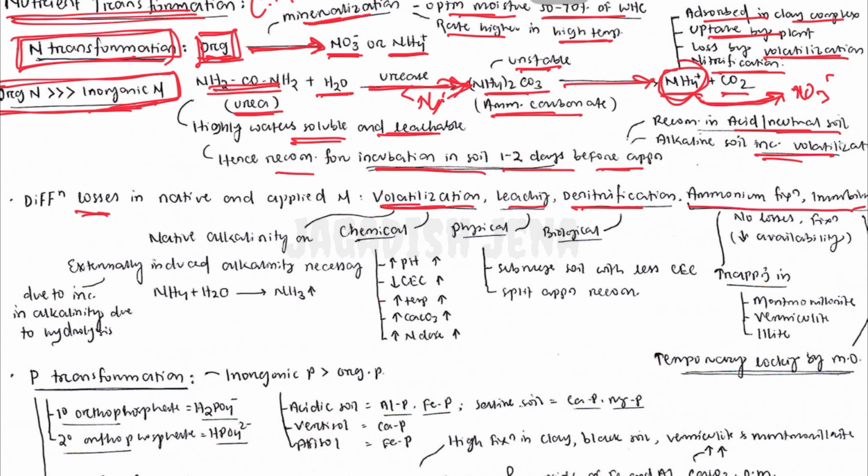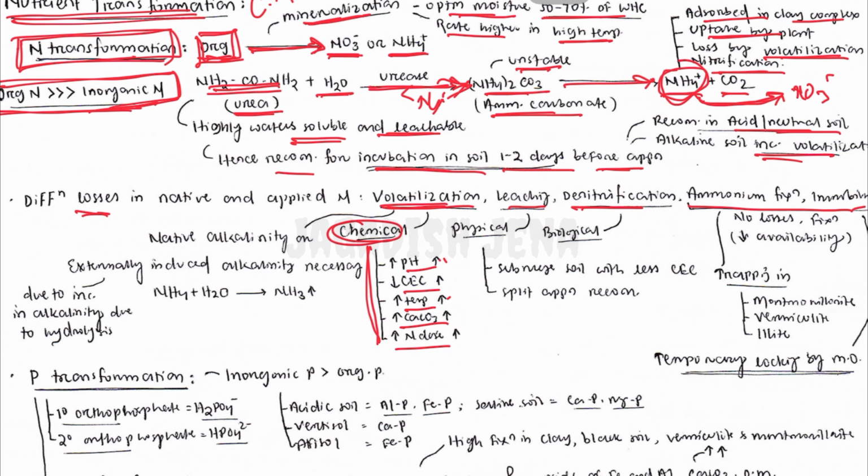So volatilization, when it happens, volatilization is a chemical process. It happens when the pH is higher, CEC is very less, temperature is high, more calcium carbonate, and more nitrogen dose is there. So these are the factors affecting the volatilization. Major component is higher pH with higher temperature. If it is there, then volatilization might happen.